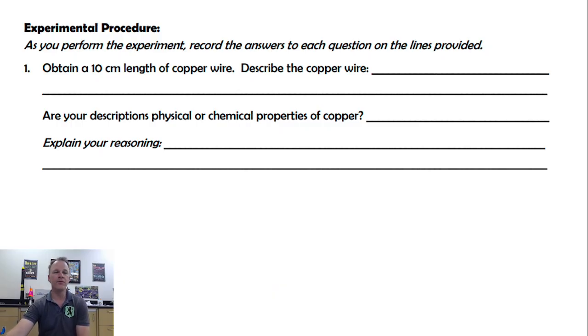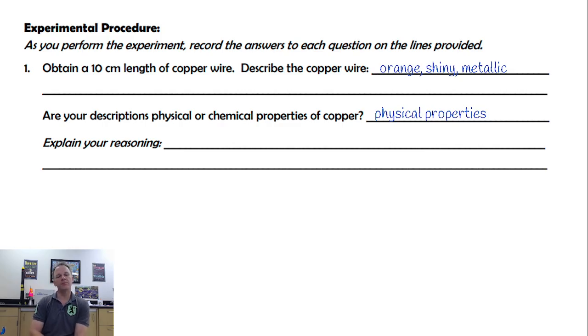All right. The first thing we did was get some copper wire, and you were supposed to describe the copper wire. How did you describe it? Did you describe it as orange colored, shiny, metallic looking? Are these physical or chemical properties of copper? Well, you probably said physical.